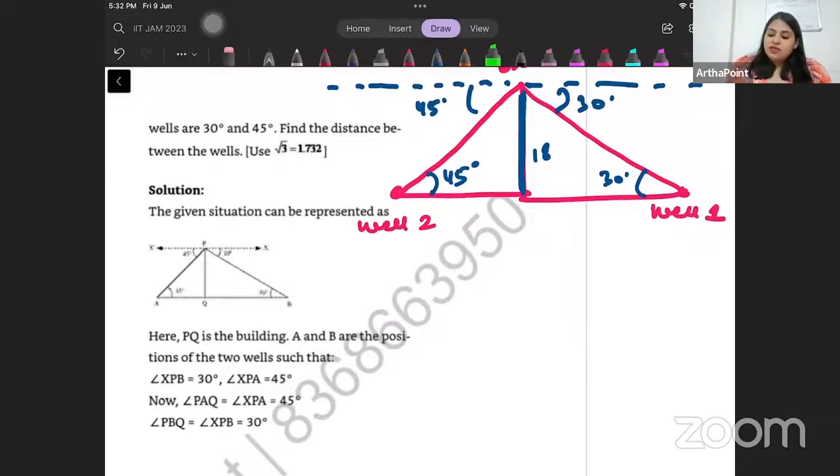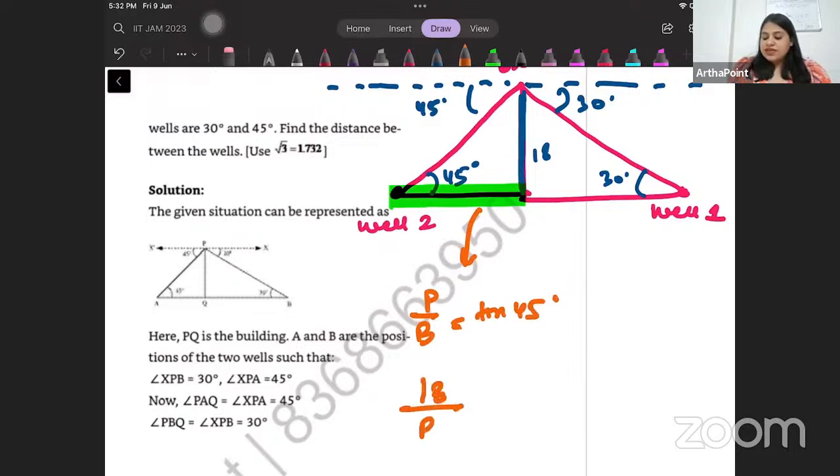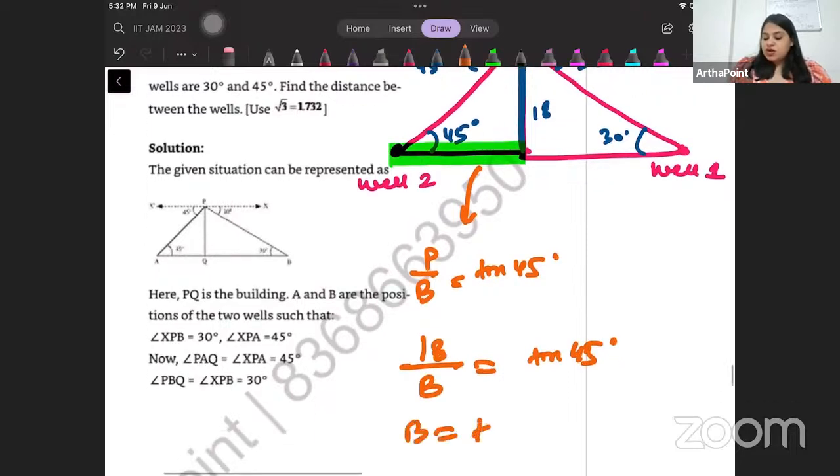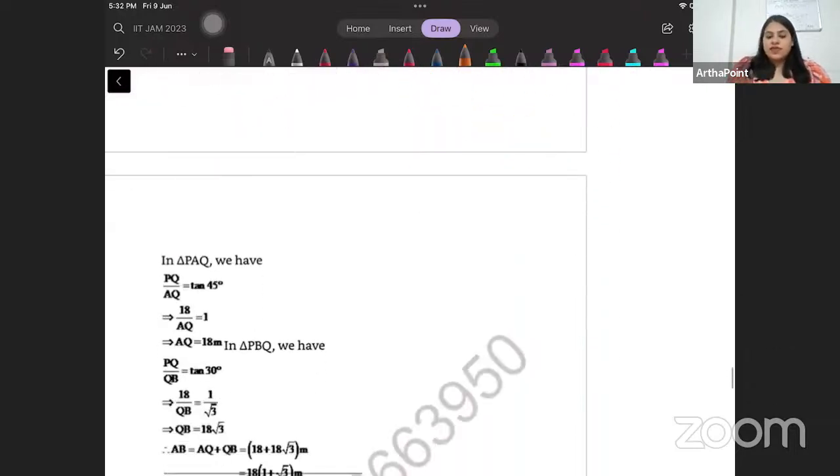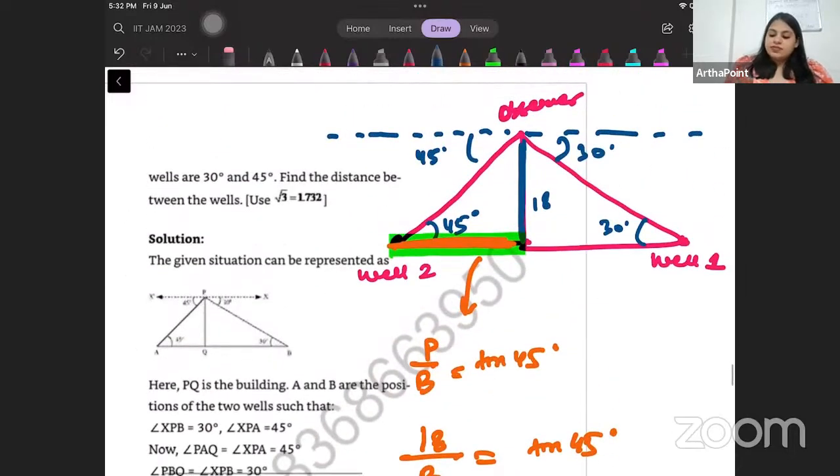So can you tell me what this will be, bache? Very simple. If I go ahead with this, then I know that perpendicular by base is tan 45. Perpendicular is 18, base I don't know. So beta, what will the base be? 18 divided by tan 45. So this is 18 divided by tan 45. Is this clear? Tan 45 is 1. So 18 divided by 1 is 18. So this comes down to 18.